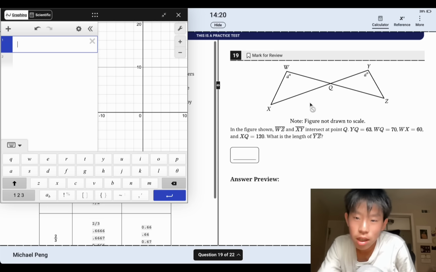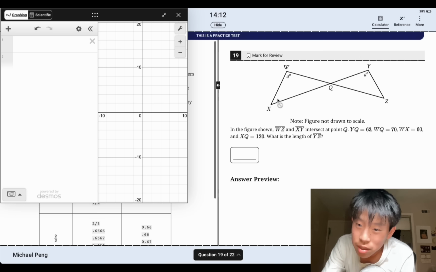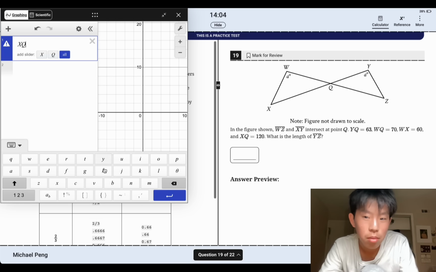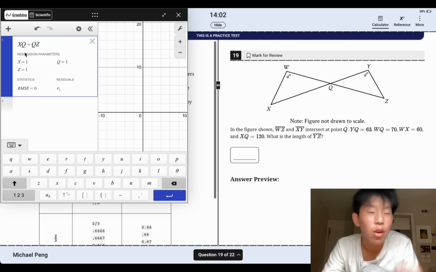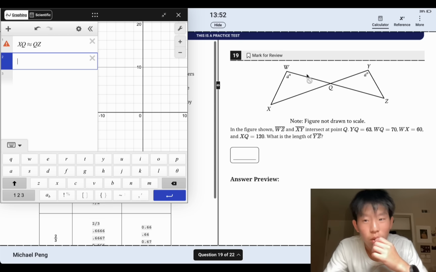Now that we know they're similar, what does that even mean for us? First, let's make some things clear. This angle A opens up to XQ. This angle A, however, opens up to QZ. So let's just write something. XQ is similar to QZ. Okay, I don't know why there's a regression. I don't want that. Okay, I'll just write this. XQ is similar to QZ. Also, I don't know if that's the symbol. Okay, it doesn't matter.